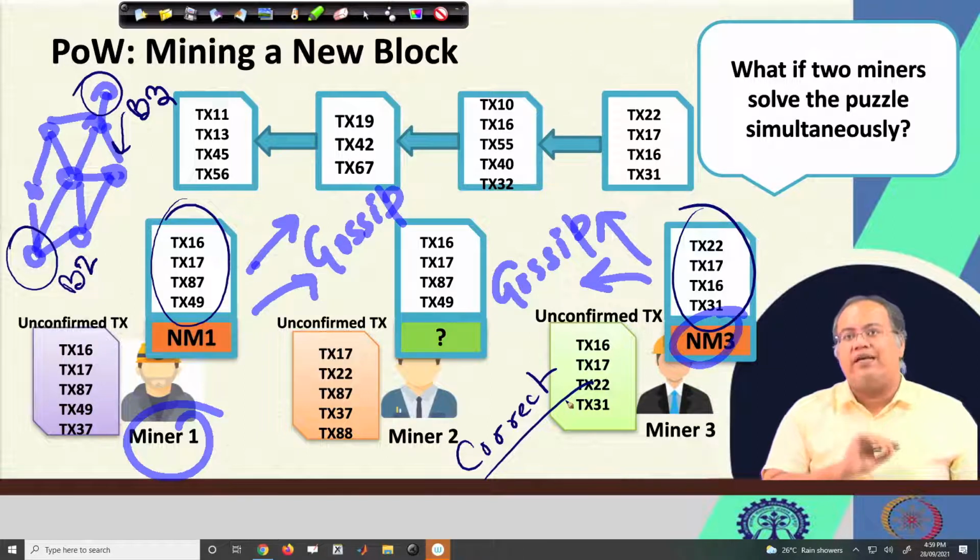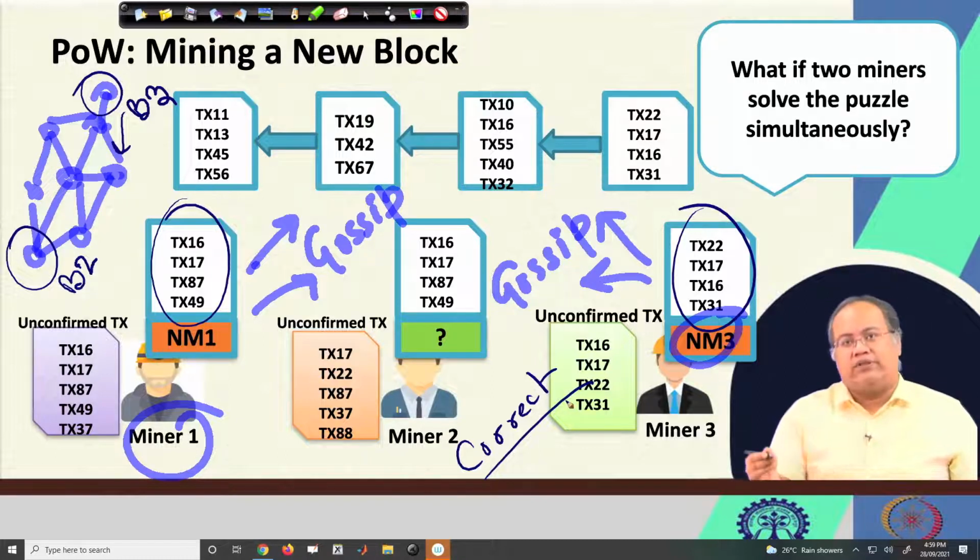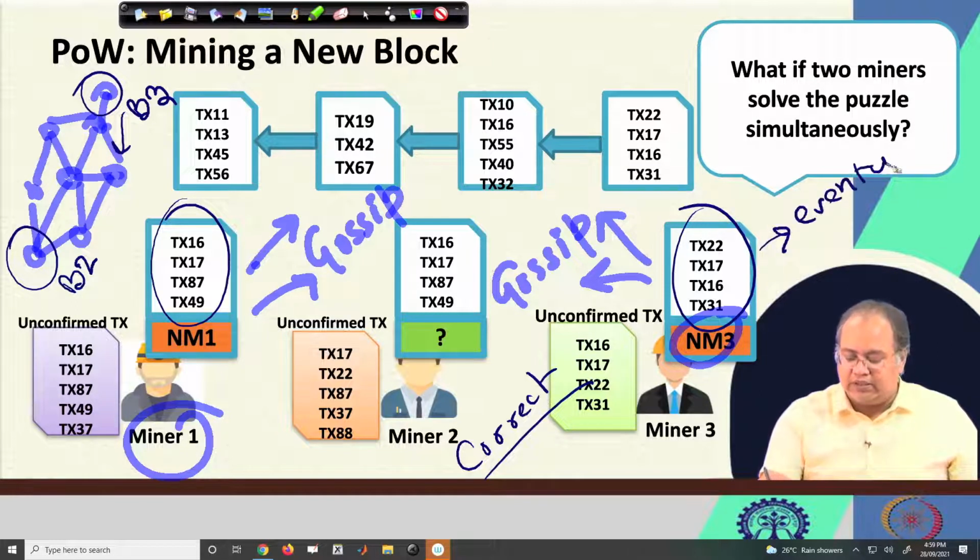I cannot completely do away with safety 2, that means the consensus finality. So, what I need to ensure is that, well, it might happen that momentarily both the blocks get added to the blockchain, or both the blocks get propagated in the blockchain, but eventually one of the blocks gets used. That is what we typically call eventual consensus.